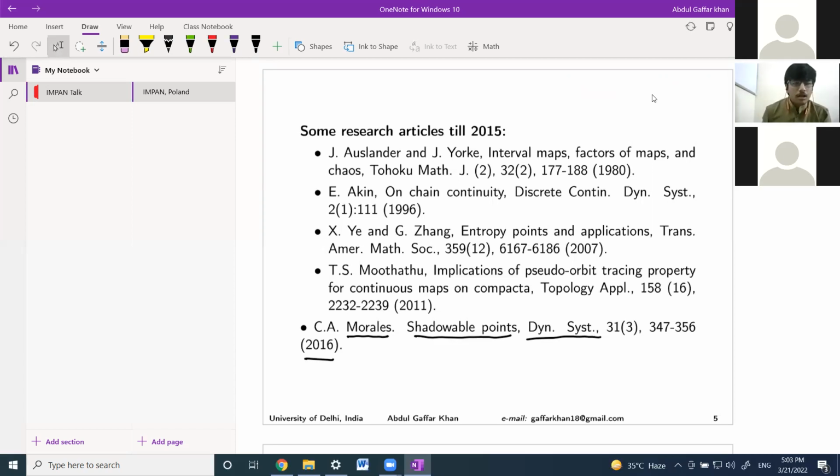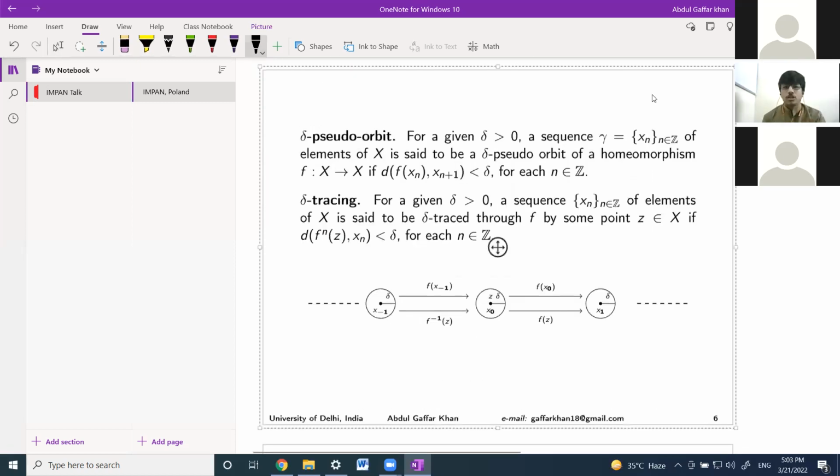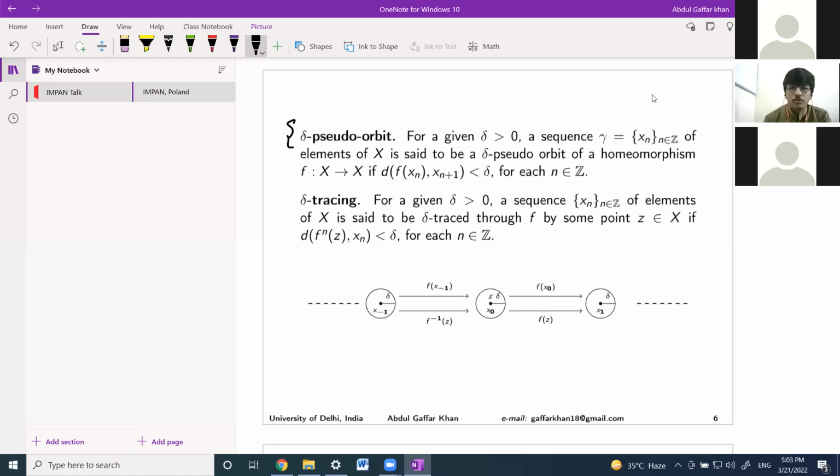One of them is the decomposition theorem, the other is the fault stability theorem, and even now we don't have any proofs in the setting of pointwise dynamics of the decomposition theorem, but there are several fault stability theorems in the setting of pointwise dynamics, but we will not discuss that. So before introducing shadowable points, let me recall the notion of shadowing property, which depends on the notion of delta pseudo orbit and delta tracing.